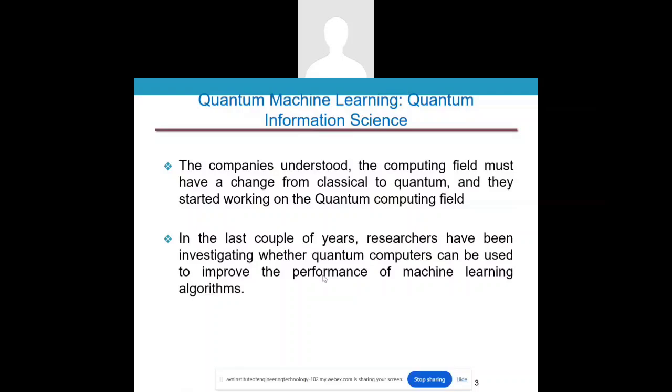So let us move to the next one. Many in the current industry understood that the computing field must change from the classical to the quantum. Why? There was a need for this. When you feed a very large amount of data into classical learning algorithms, they may fail at one stage to process this data.